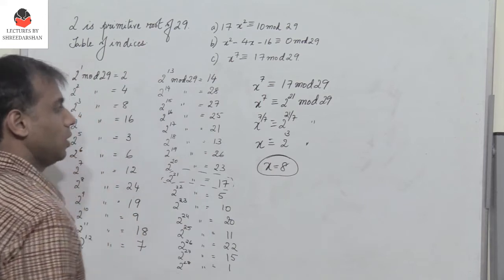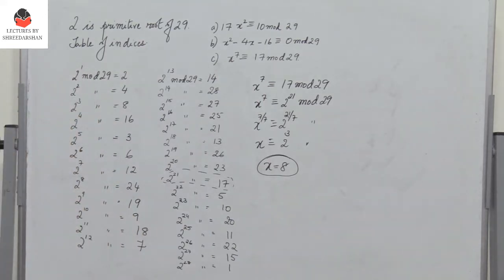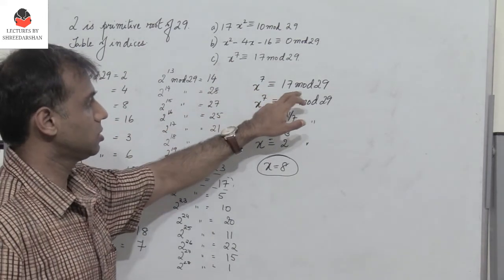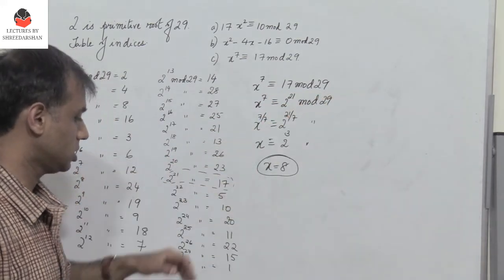So you put the value of x equal to 8. So 8 power 7 is congruent to 17 mod 29. So that's the answer we get.